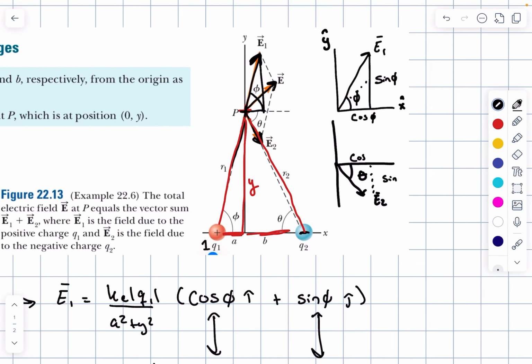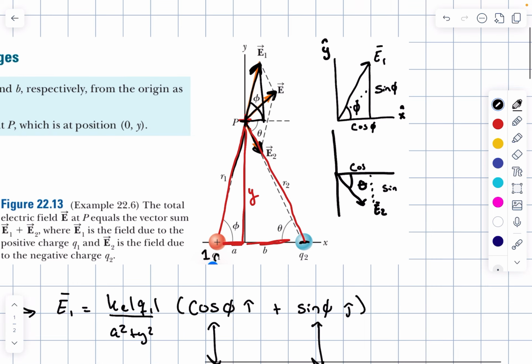Now, if these have the same magnitude of charge, that's easy because there's then no distinction between Q1 and Q2. So this is Q and this is Q, and then there's no such thing as 1 or 2 because they're the same. And then here, A and B are going to be the same, which means they're going to make the same angle, right? So this angle here is going to be the same as this angle here.